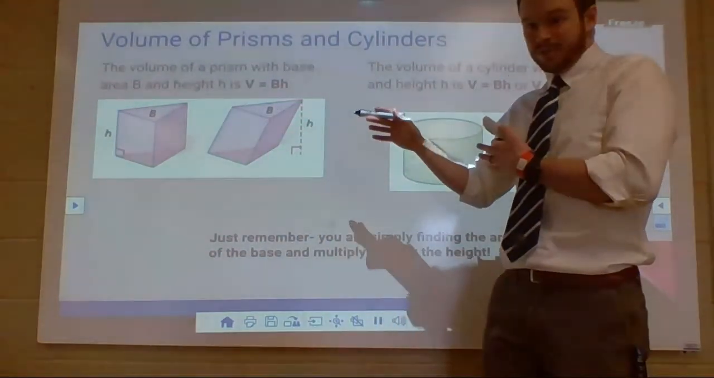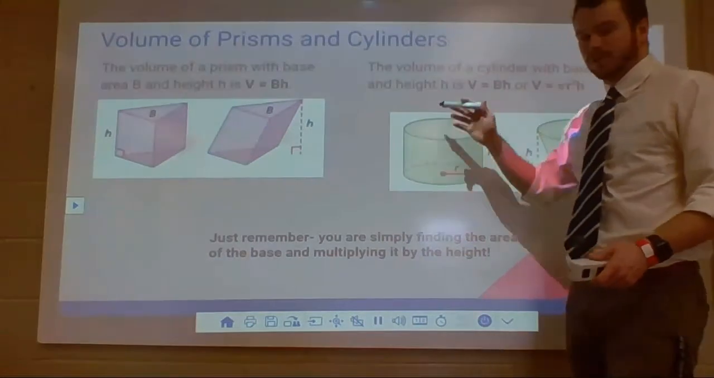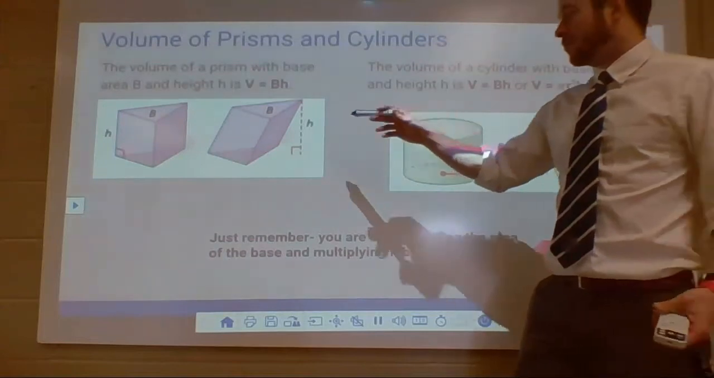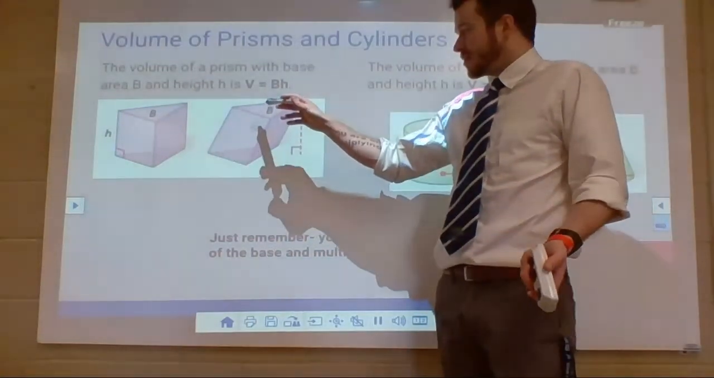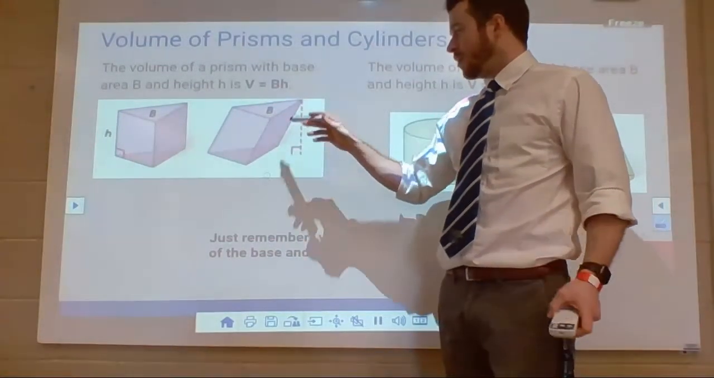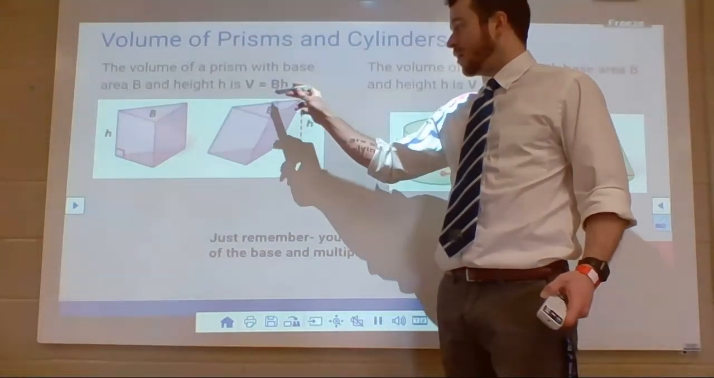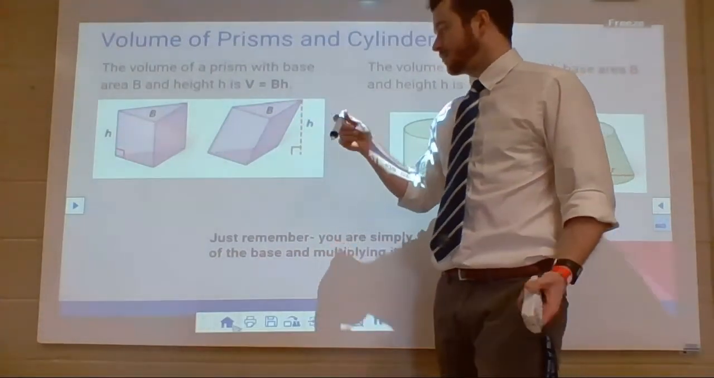So what you'll need to do is find the area of the base, and that's going to depend on the shape of the base, right? Like you'll have to use the area of the circle formula for the cylinder, and then whatever type of prism it is, like in this case it's a triangular prism, you'll have to use the area of a triangle formula to find the area of the base and then multiply it times the height.